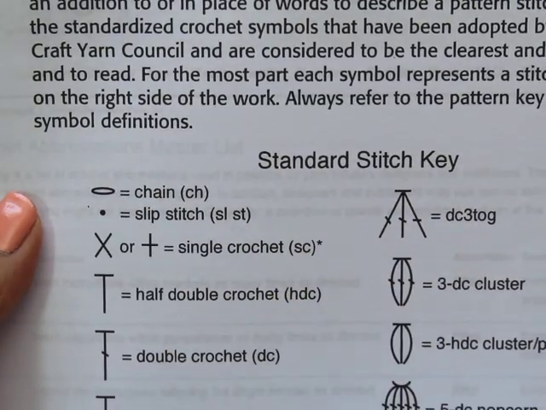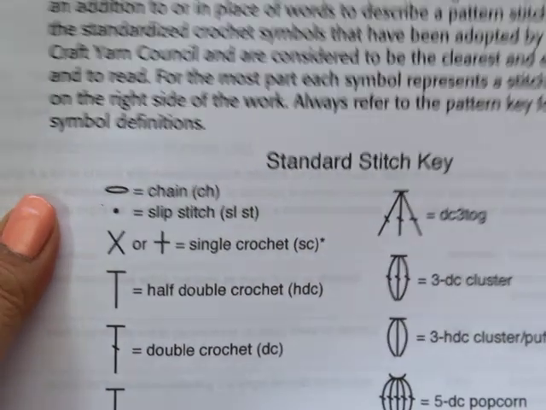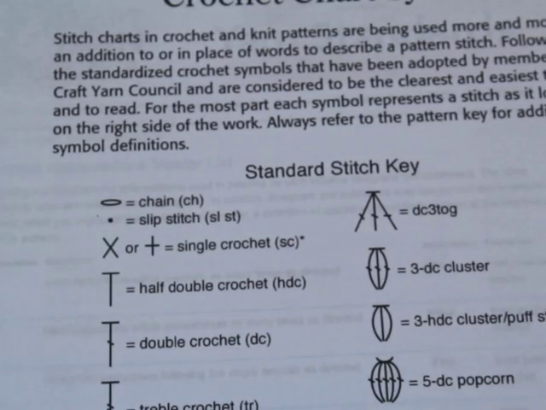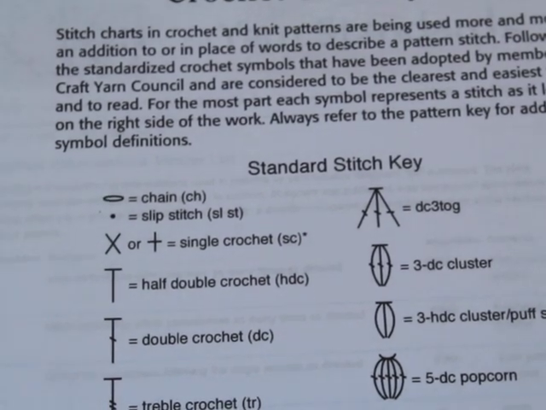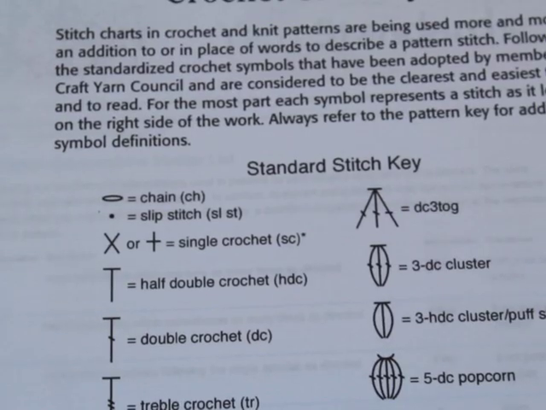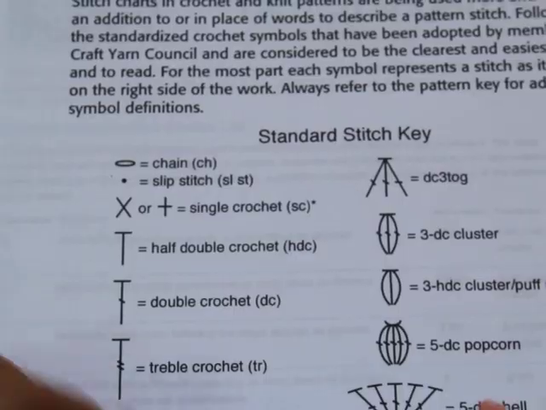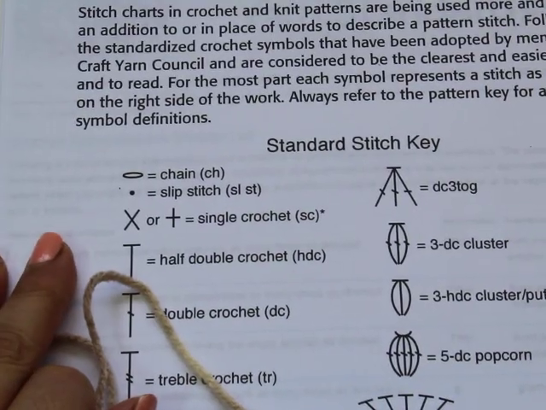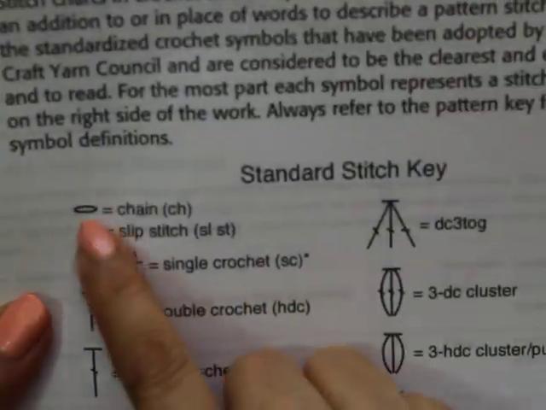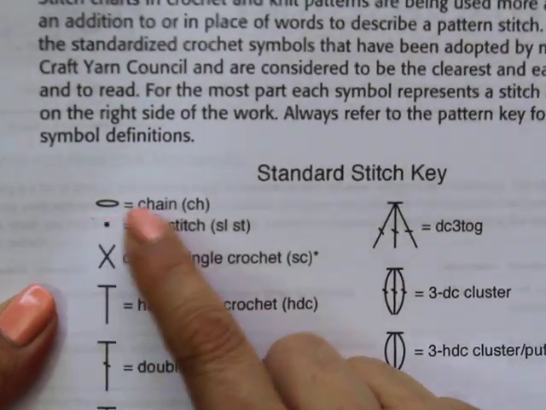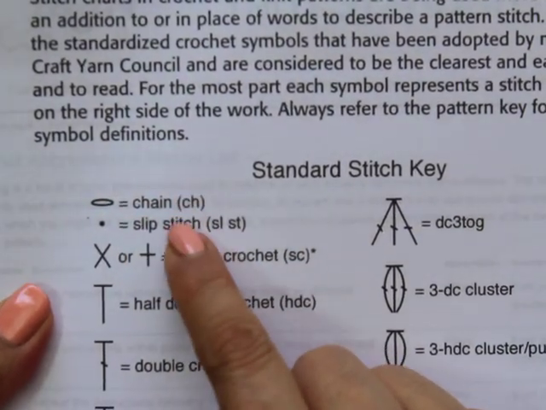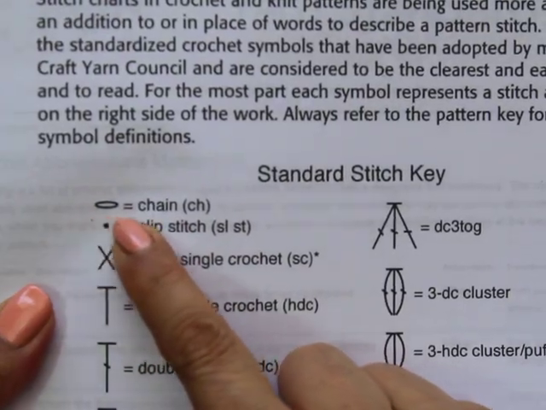So the first stitch we're going to learn is the chain. Most of the time you begin with a chain, unless maybe you're working in the round with a magic loop. So the first stitch I want to teach you is going to be the chain. This is what the symbol would look like, this is how it is written out, and this is the abbreviation, and that's how you're going to see it, okay?